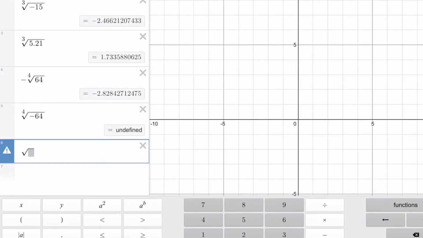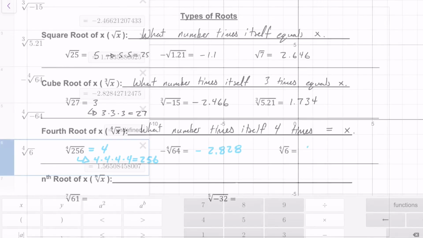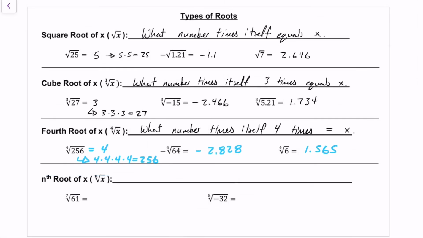And then the fourth root of 6, I have no idea what number times itself 4 times equals 6. So the calculator says it's 1.565. And we're on to the nth root of x, which you can probably predict is what number times itself n times equals x. So this is just saying you can keep going forever. It can be 6th, 7th, 8th, 9th. And it's what number times itself 9 times if you said 9th.